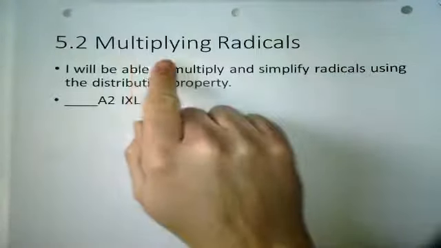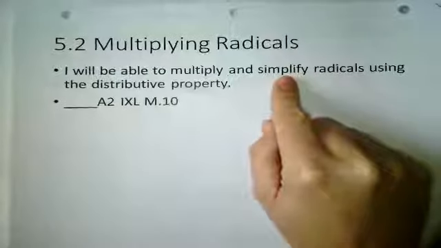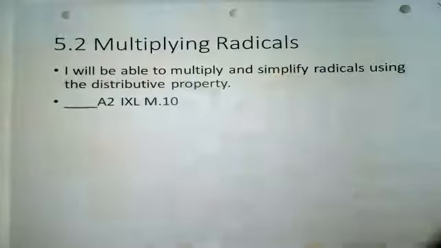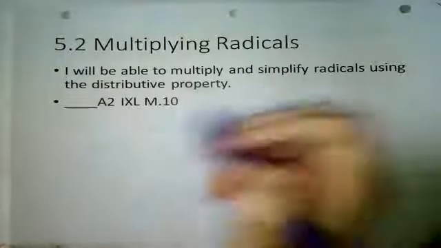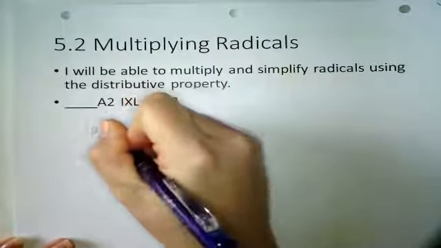We are multiplying radicals today. So again, we still need to be able to simplify radicals. Everything builds on those perfect squares. And so just to review, what are our perfect squares?